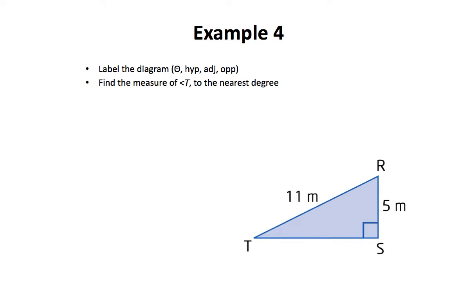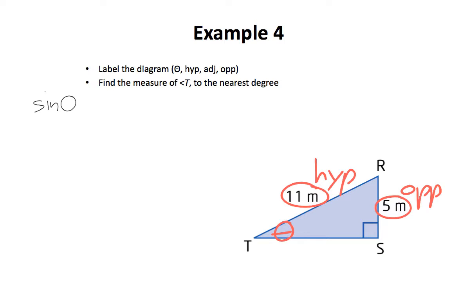In our fourth example, we want to find the measure of angle t to the nearest degree. So I'm going to label angle t theta, which would make the side labeled 5 meters the opposite side, and the side labeled 11 meters the hypotenuse. The trig ratio which contains opposite and hypotenuse is sine. So I'm going to write sine theta is equal to opposite over hypotenuse.